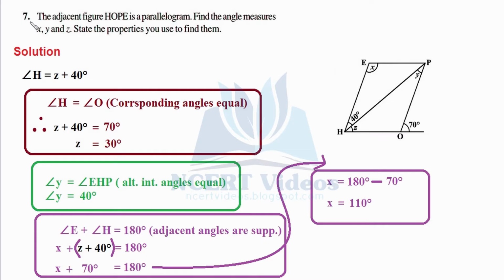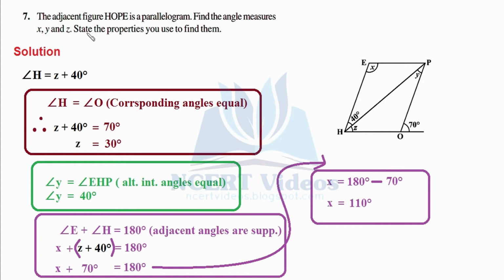Mathematics Class 8th, Chapter 3rd, Exercise 3.3, Understanding Quadrilaterals. Here we are on question number 7th. The adjacent figure HOPE is a parallelogram. So here is the given figure, where the name of the quadrilateral is as follows in anti-clockwise manner, that is HOPE. Find the angle measures X, Y, and Z. State the properties you use to find them.